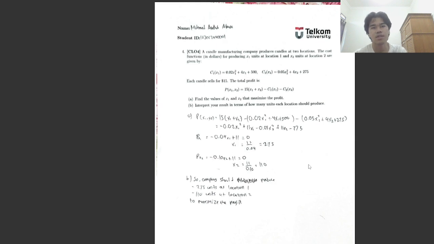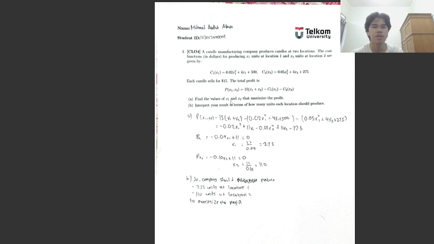And last but not least, this is the last question, number 4, still in CLO4. A candle manufacturing company produces candles at two locations. The cost function in dollars for producing x1 units at location 1 and x2 units at location 2 is given by this equation. Each candle sells for $15. The total profit is in this question.